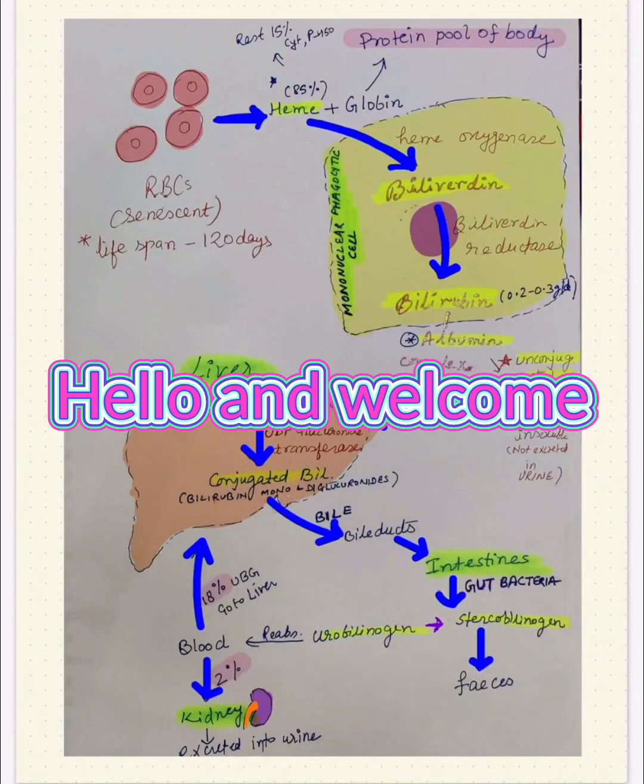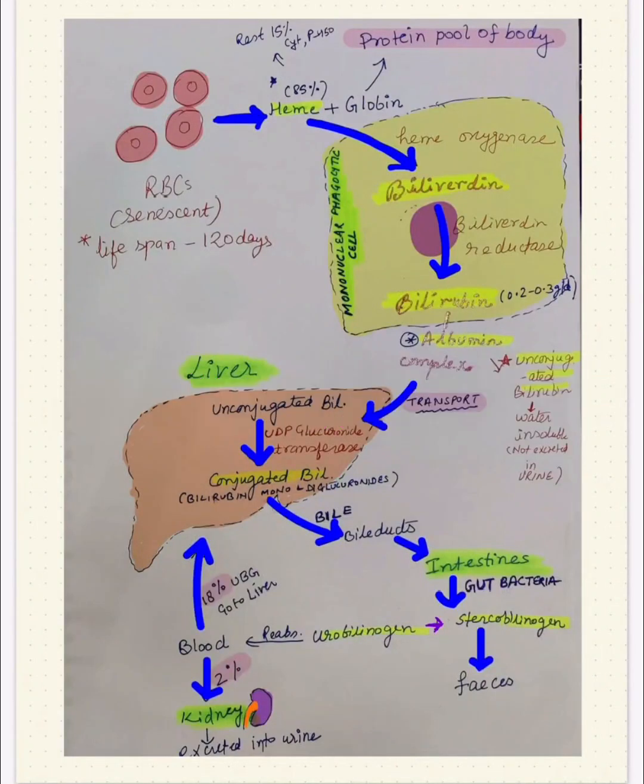So let's talk about the bilirubin metabolism. The old RBCs, the senescent RBCs, have a normal lifespan of 120 days. After 120 days, they break down. They break down in the macrophages into the heme and globin parts.